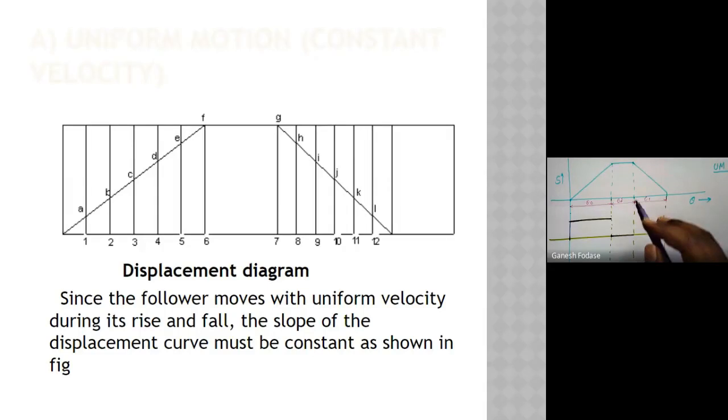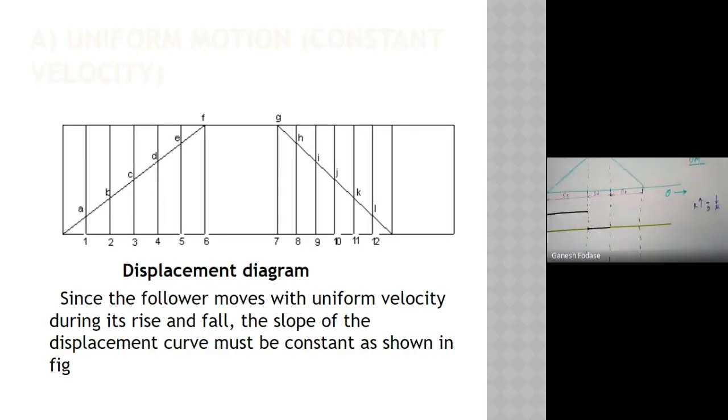When the follower moves down, then negative. Yes. See, we can't simply say negative. During rise and return, the motion of the follower is having constant velocity, but in opposite direction. During rise, the follower moves upward, during dwell it remains stationary, and during return it again moves downward. So rise upward, return downward, and dwell stationary. As it is again constant velocity during return also, but in the opposite direction, I show it below this axis. Means for rise it is above the axis, for return it is below the axis.